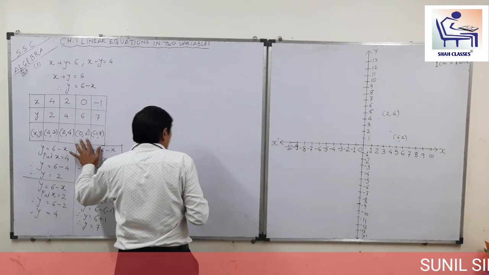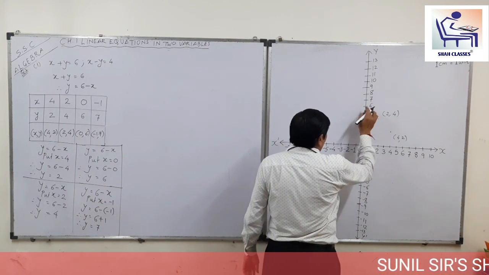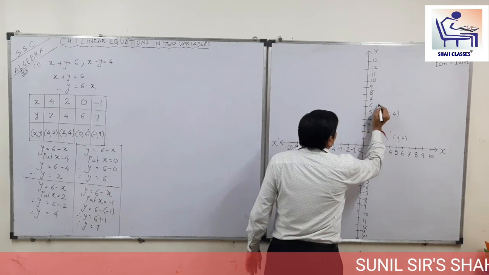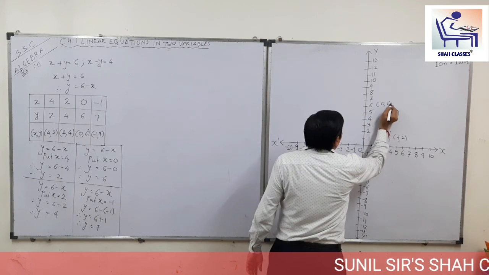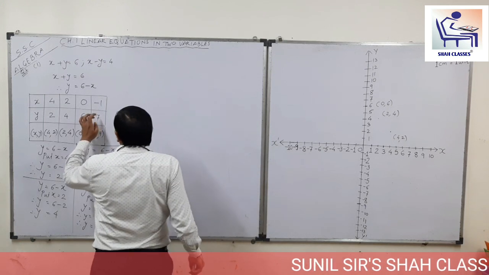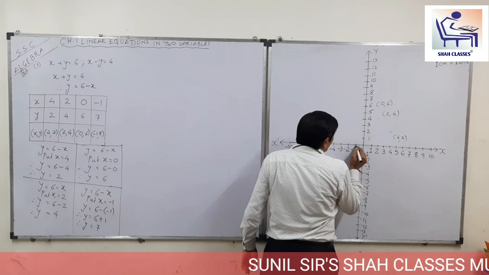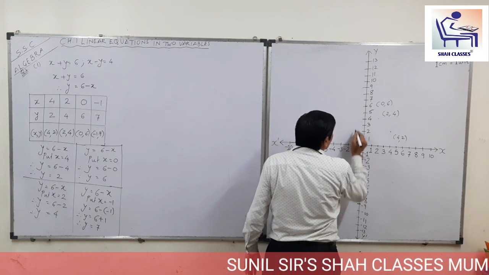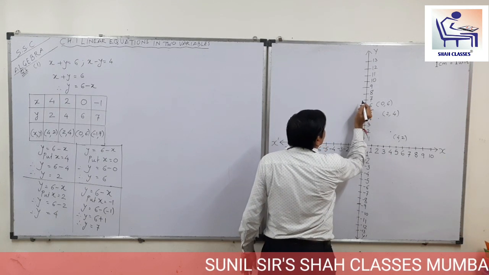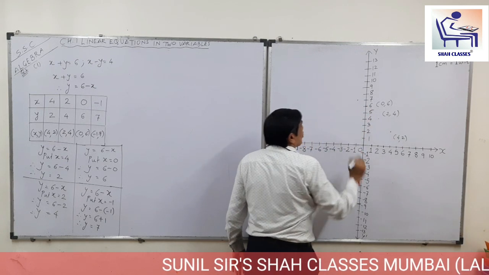Now 0, 6. So on the x-axis 0 and on the y-axis 6. So here you got the point as 0, 6. And -1, 7. Okay. So this one is your -1 on the x-axis and on the y-axis 7. So we got this point as -1, 7.